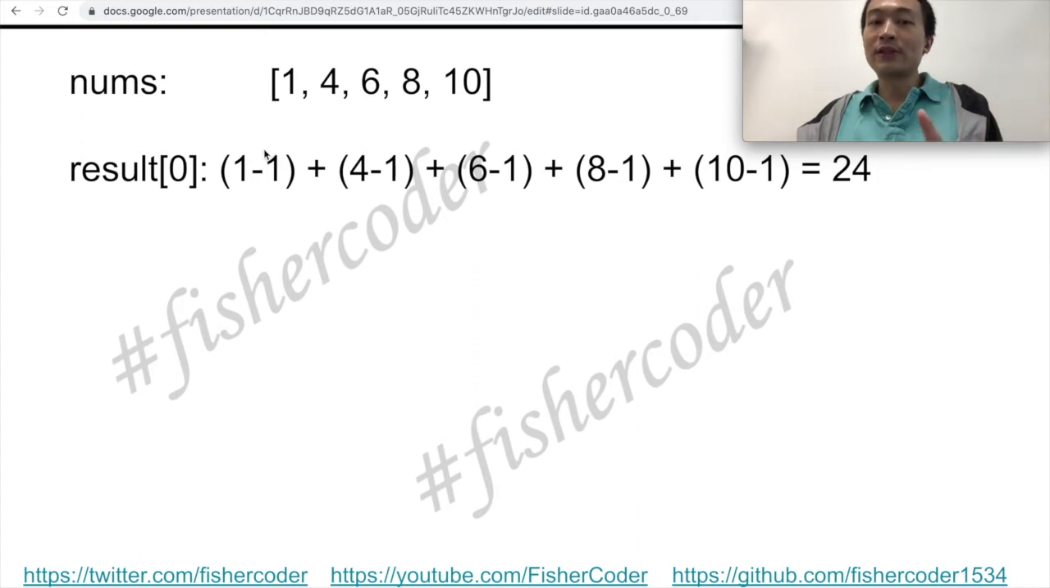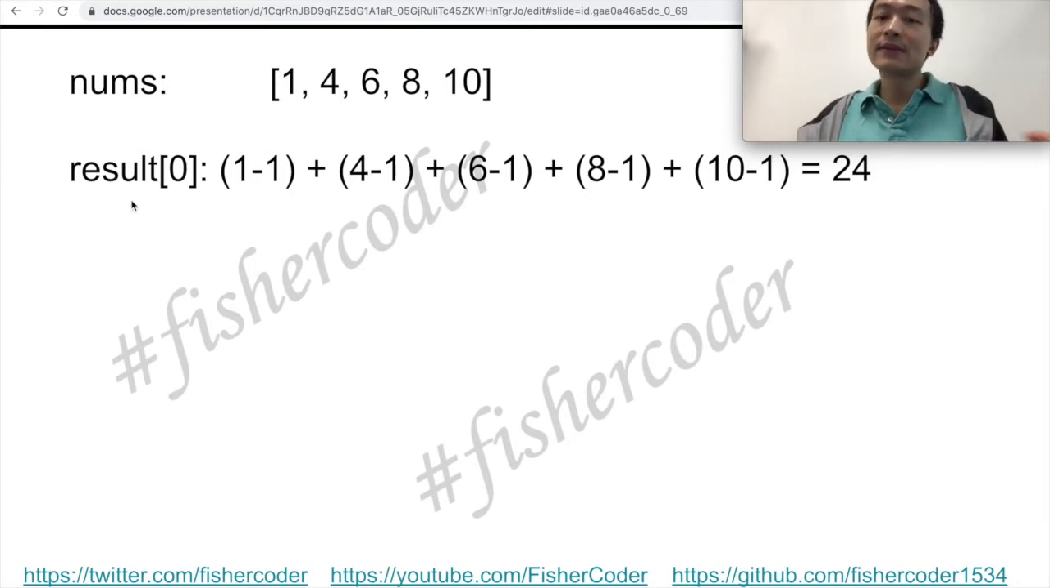Remember, 1 is always here, right? Because we're computing the result for the first one at index 0. So then 1 minus 8, 8 minus 1, 1 minus 10, 10 minus 1. 0, so this is 0, 3, so 0 plus 3 is 3, 3 plus 5 is 8, 8 plus 7 is 15, 15 plus 9 is 24, right? So this is how we get to 24.